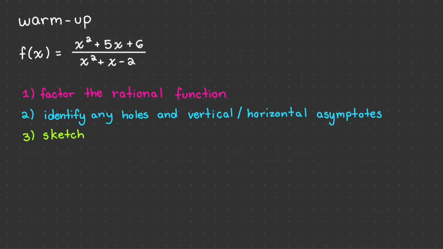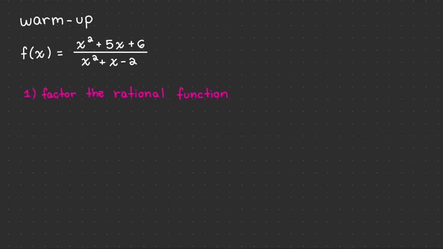Start off with a quick warm-up. Pause the video here to work on it on your own. The first part asks us to factor the rational function. The numerator is x squared plus 5x plus 6. When this is factored, it becomes x plus 2 times x plus 3.